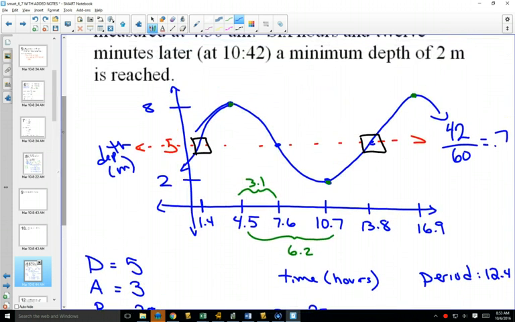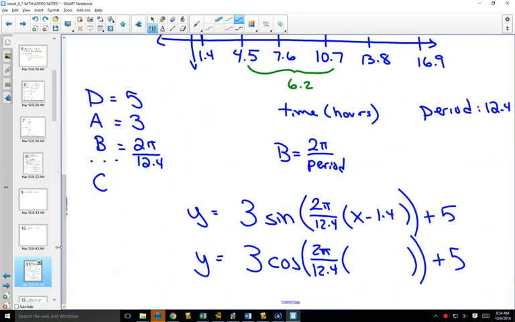For a cosine graph, where does cos start? At a maximum. So here we have our maximum, our closest maximum right there. And that happens at 4.5. And again, since we're starting at a maximum, that would be a positive cos graph.